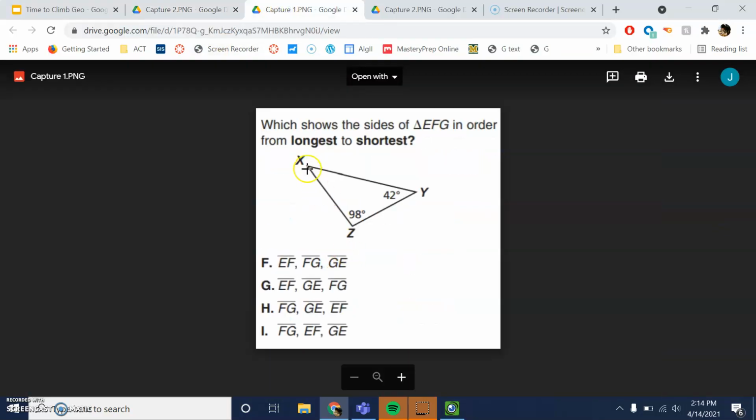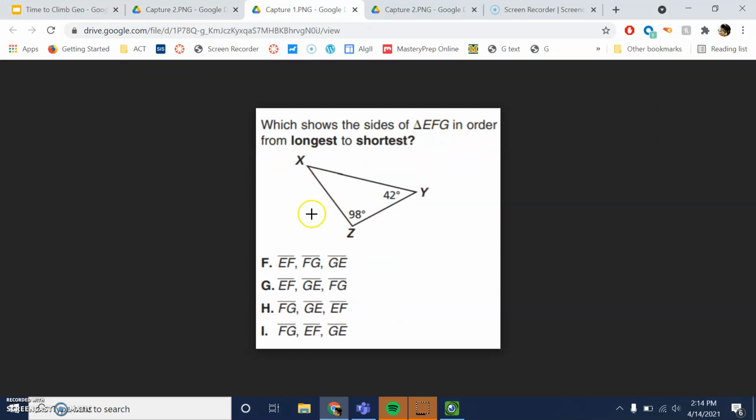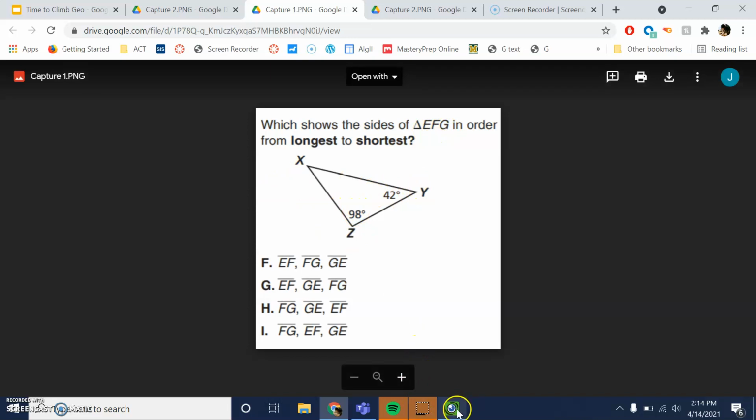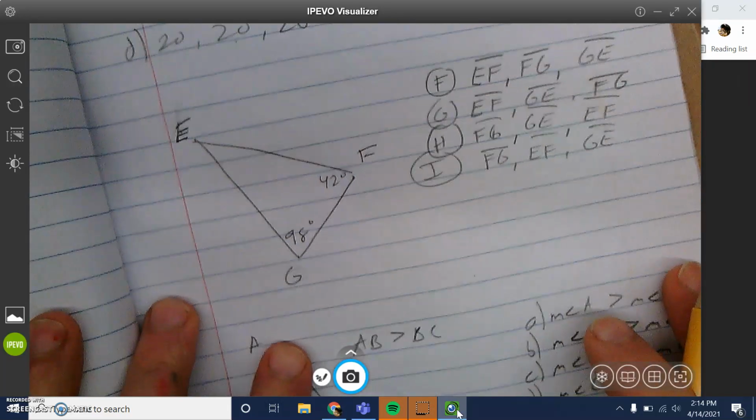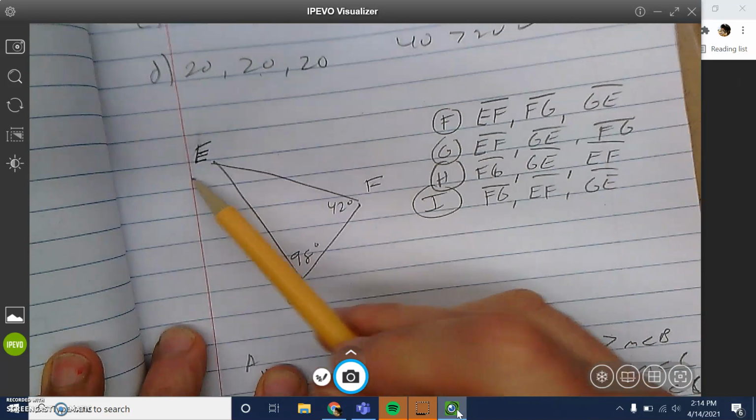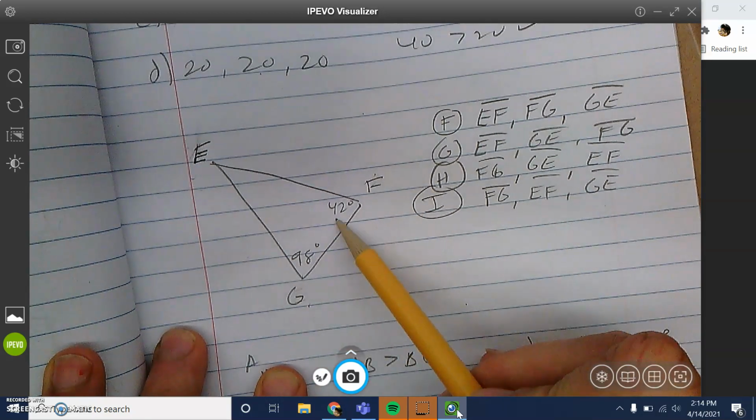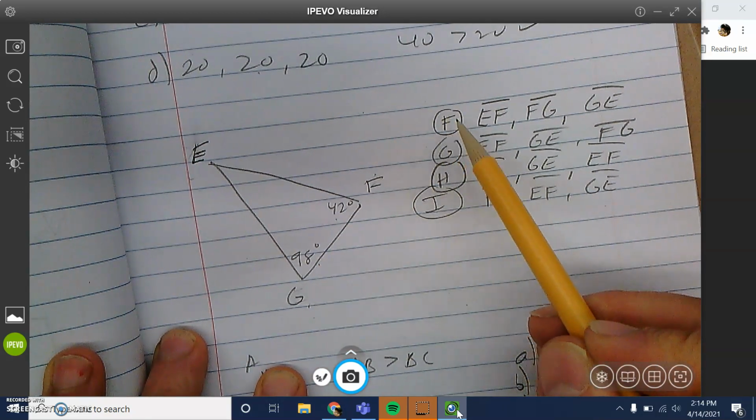Number 2, here we go. So see this? It says triangle EFG. It says XYZ, so that's not right. So this is what it should be right here. So here's the question. So here's EFG, 42 degrees, 98 degrees. Here are the answer choices.